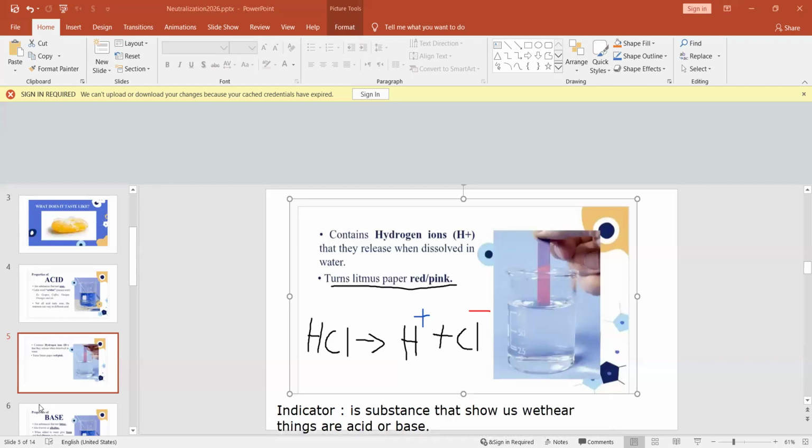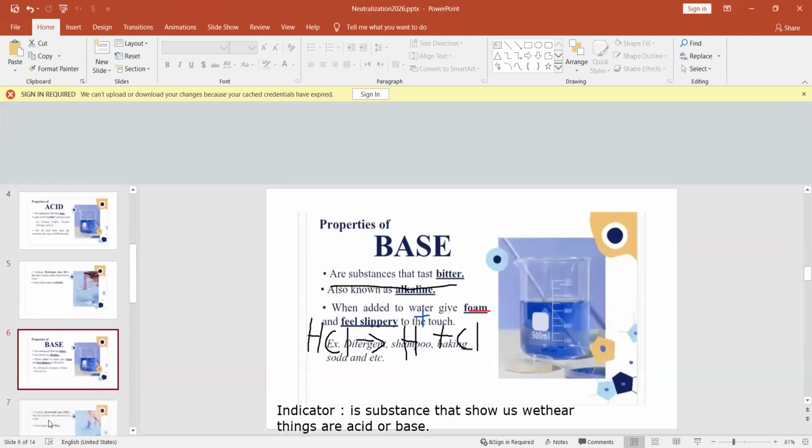Then let's go to the next point. What we have is a base. A base is something opposite to the acid. Why? Because it tastes bitter. We already said that all bases taste bitter. Also, while touching, we feel slippery. So while tasting it is bitter, and while touching, we feel slippery.